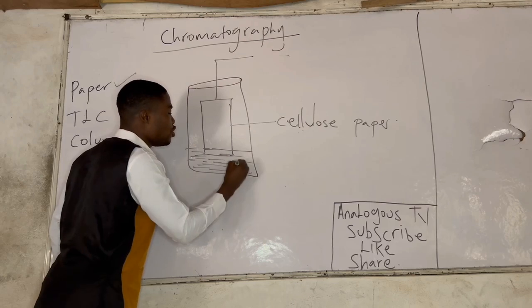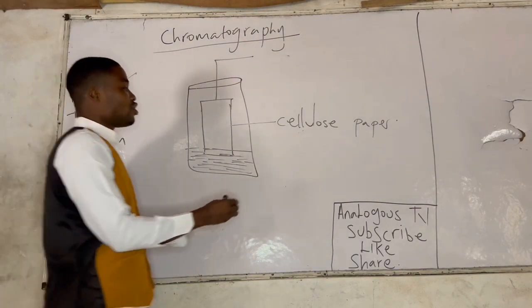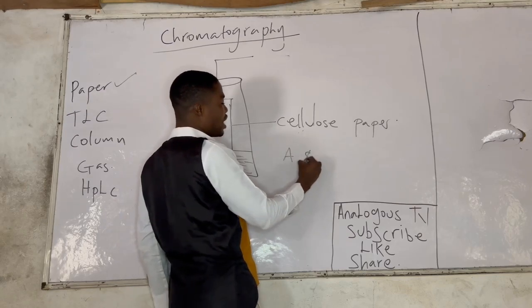So the organic solvent to be used is determined by the substances to be separated. Now let's say I want to separate a mixture of A and B.